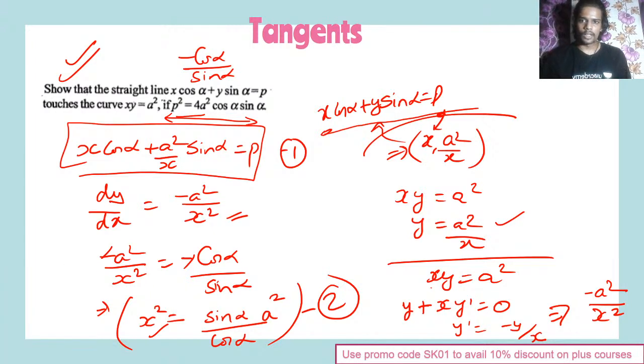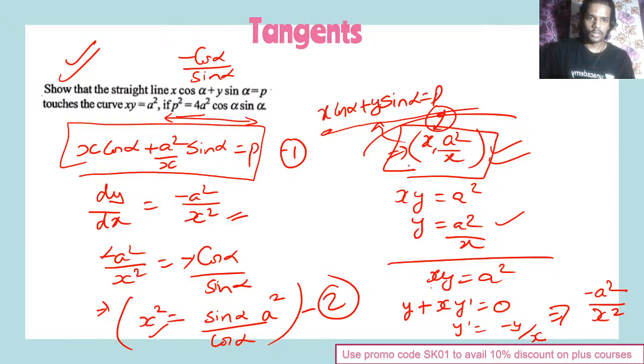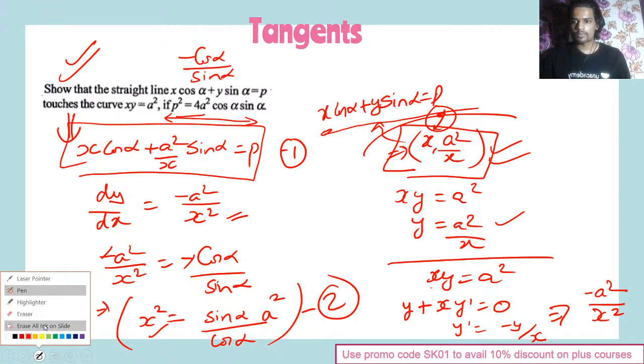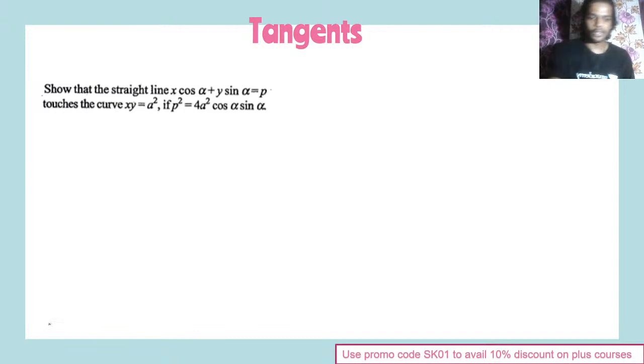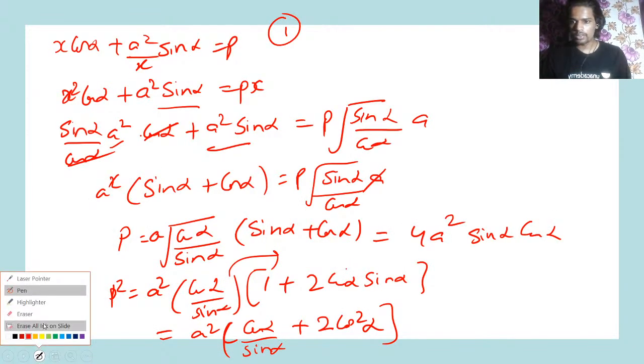xy equals a square, which means that y should be equal to a square over x. This is correct. This should lie here, which means this should satisfy. Oh, this is where we have made a mistake. This point shouldn't satisfy this equation. Why? Because this point lies on the curve. This point doesn't lie on the line. So we have to do everything from scratch. Okay, let's do everything from scratch.